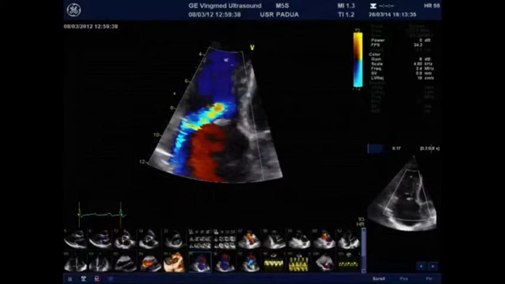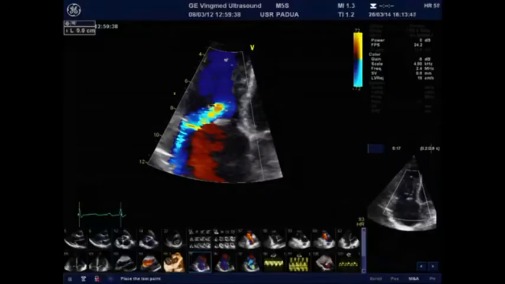And then you can select the caliper and measure it, paying attention that your measurement should be exactly perpendicular to the orientation of the jet. This is especially important for the most eccentric jets, which sometimes may pose some problems in the quantitation.